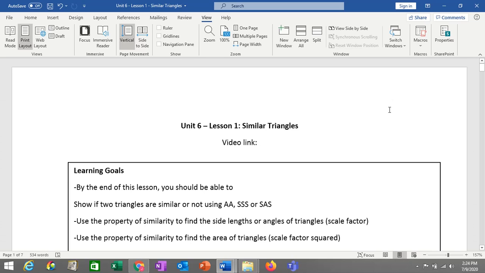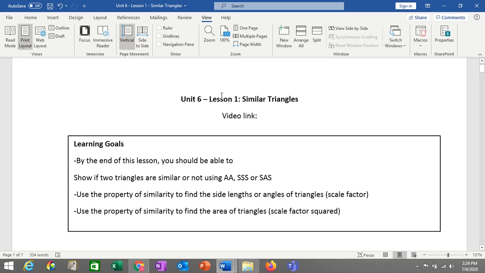Hi everyone. So this is our last unit, Unit 6, and this is Lesson 1, Similar Triangles. Alright, so our learning goals for today: by the end of this lesson, you should be able to show if two triangles are similar or not using AA, SSS, or SAS. So that stands for angle, angle, side, side, side, or side, angle, side.